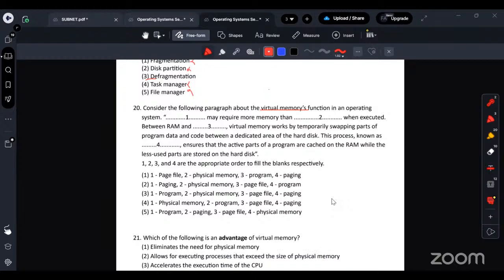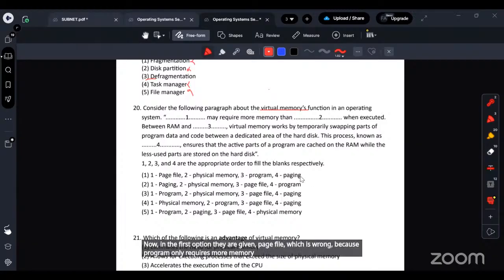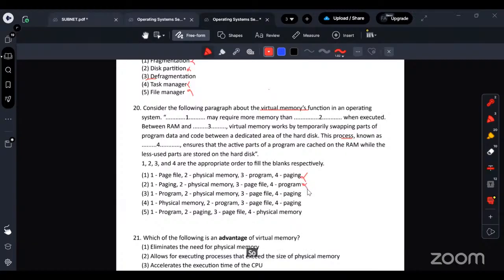Now in the first option they are given page file, which is wrong because program only requires more memory than physical memory. So first option is wrong. Second one, paging may require more memory than physical memory. That is wrong because the process name is only known as paging. So 4 is paging, you are sure, right? So that is also wrong. Third one, program. We'll go to the fourth option.